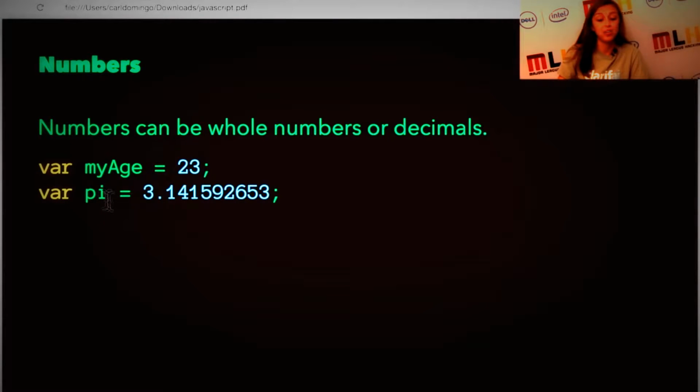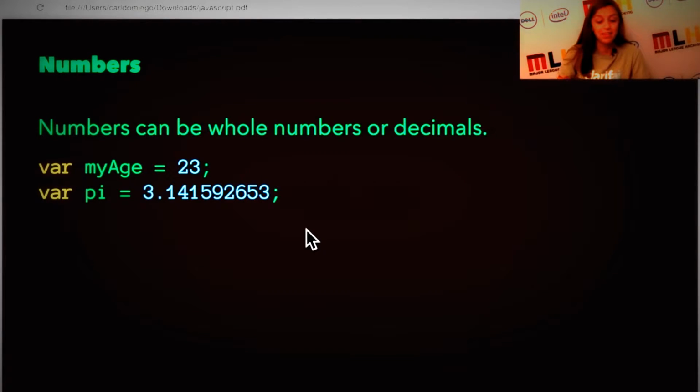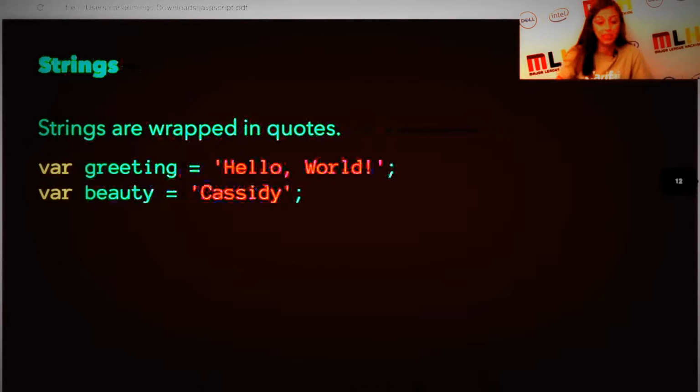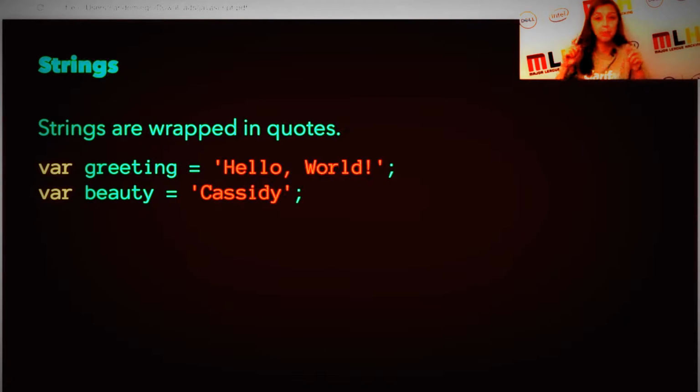You can also have, for example, the value of pi, and you could do 3.141592653, and keep going and going and going. Whole numbers or decimals, pretty straightforward. You can also have strings. Strings are wrapped in quotes, and it's just any amount of text. We did hello world as our example.